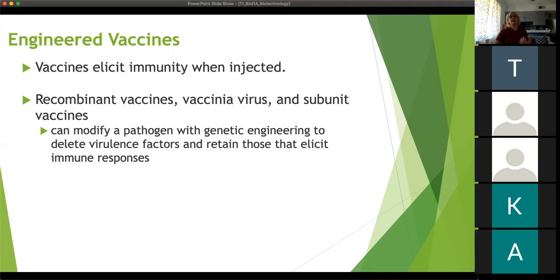Scientists have been able to modify pathogens using genetic engineering. They can delete things from the pathogen that make you sick, but keep those things that would still stimulate your immune response. So honestly, I think vaccines and antibiotics are the two developments in the 20th century that most dramatically improved public health.